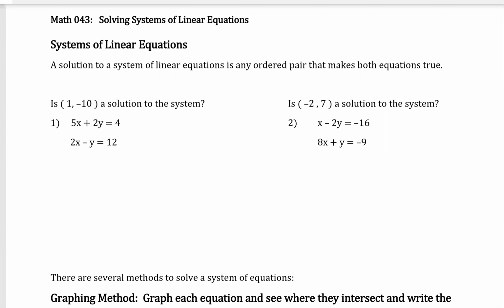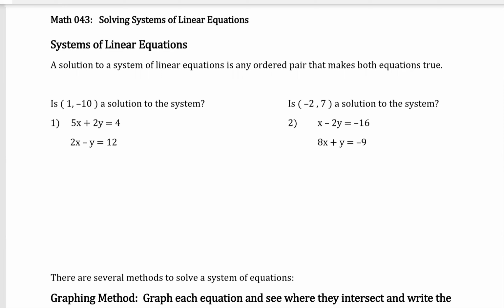Math 043, solving systems of linear equations. In this video, I am only going to solve by graphing. Essentially, what we are going to do is graph two lines on the same grid, and where they intersect will be the answer. Keep in mind, all answers will be ordered pairs, and ordered pairs need to be written correctly.